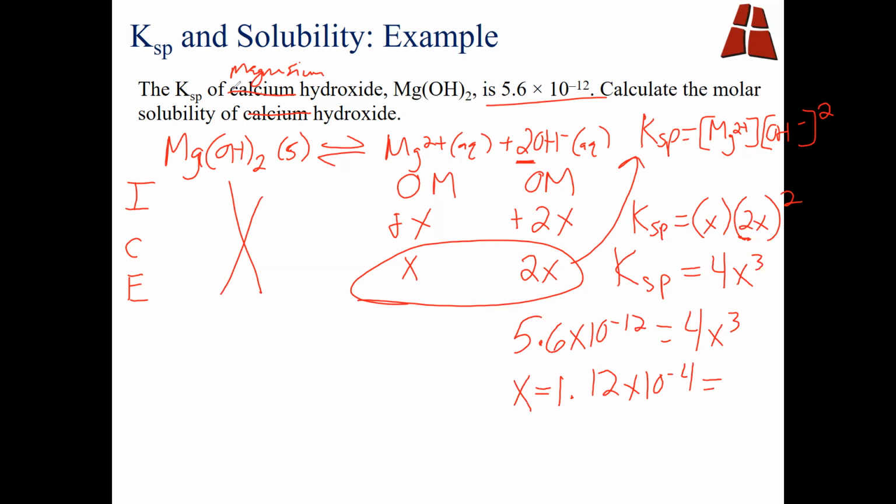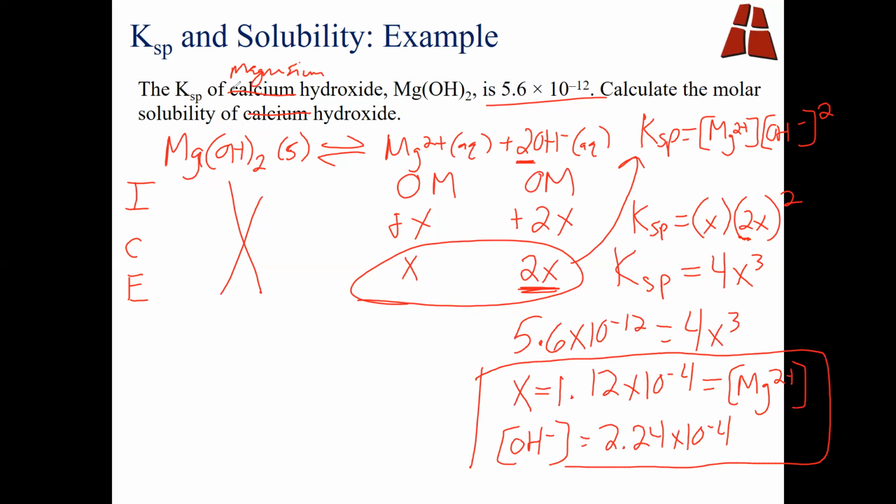Okay, that will be equal to our concentration of Mg2+, which is equal to half the concentration of OH minus. So the concentration of OH minus would be double this, so it would be 2.24 times 10 to the negative 4. The reason we would double it is because, again, at equilibrium, we know that our concentration of hydroxide will be equal to 2x. Okay, so that is how you would solve that.